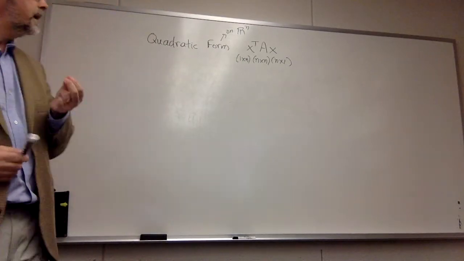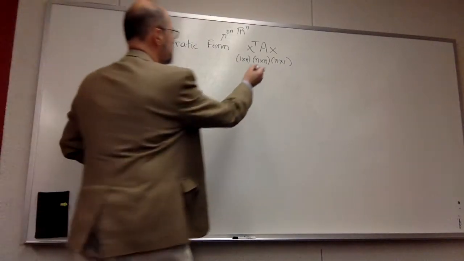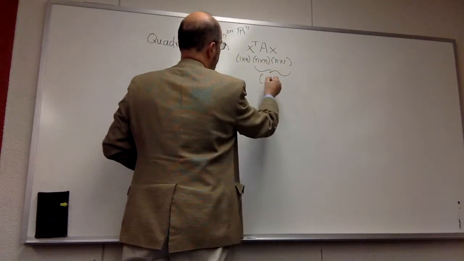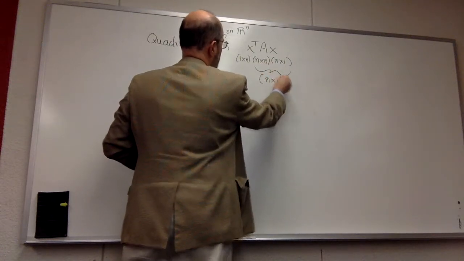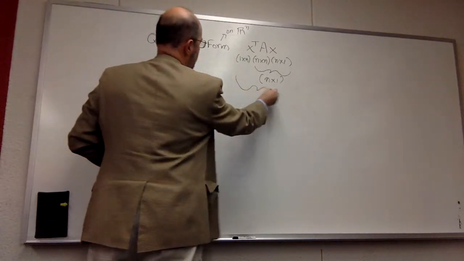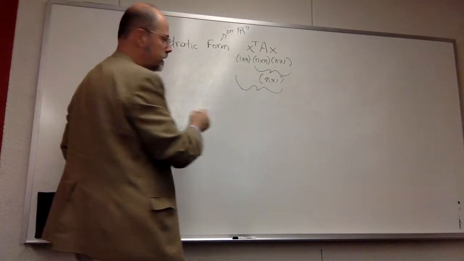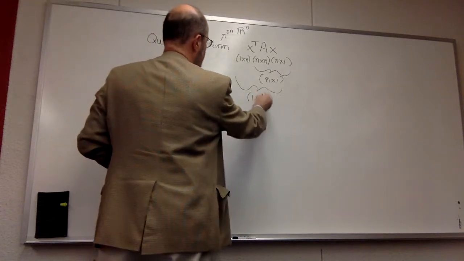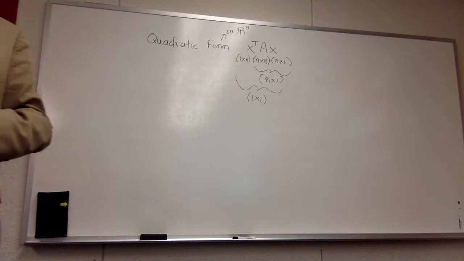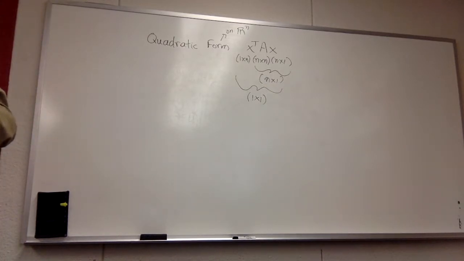So this is at the end what? When you multiply the x with the A, you get an n by 1, right? And when you multiply with that 1 by n, you get a 1 by 1. So it is indeed one dimensional. It gives you a real number. That's it. Okay?